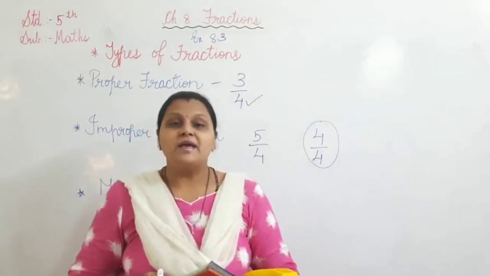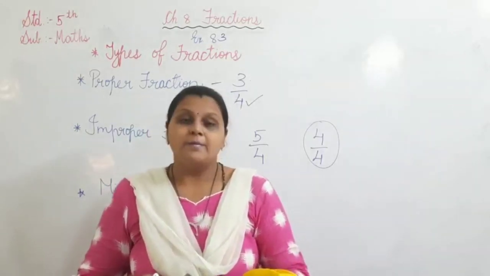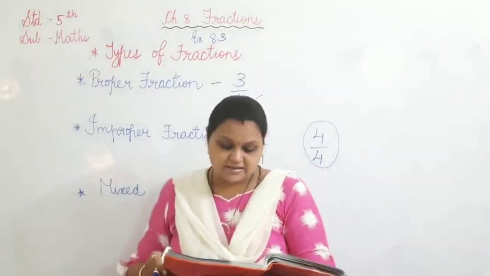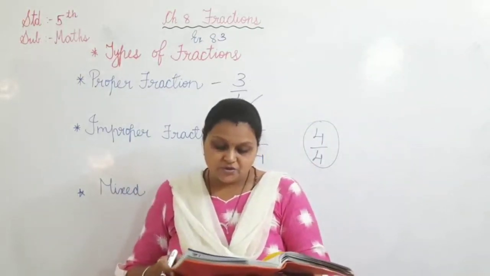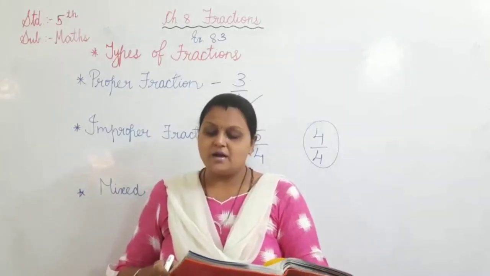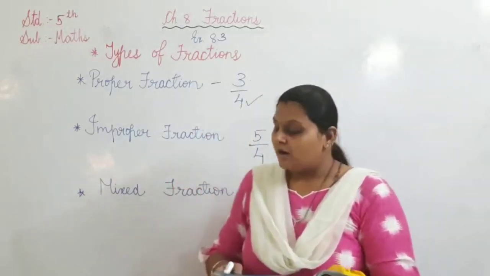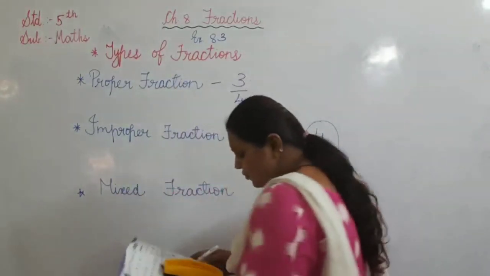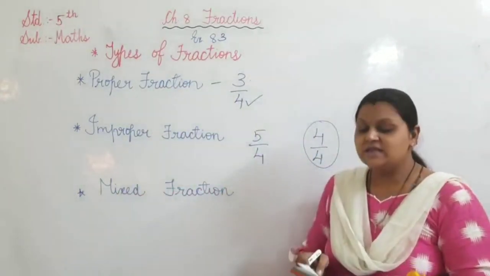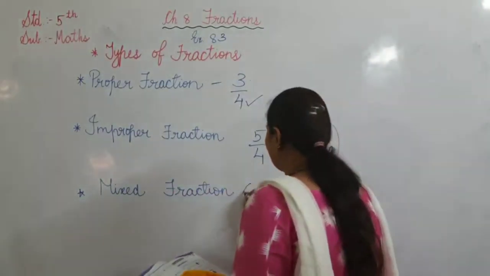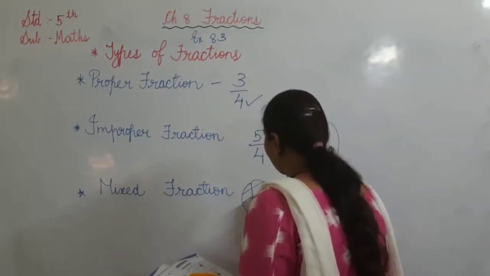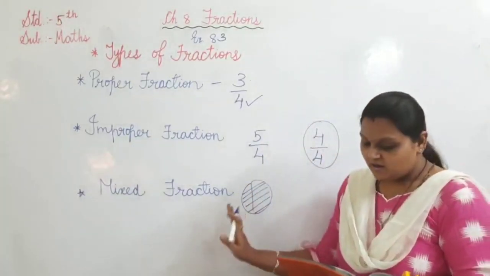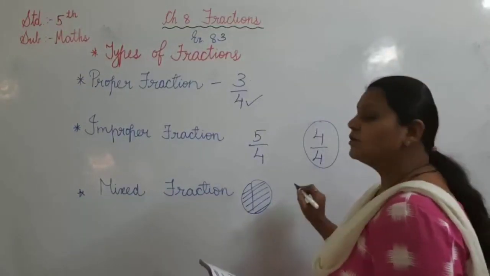Next is mixed numbers or mixed fractions. What are mixed fractions? A mixed number is composed of a natural number and a fraction. For example, suppose 2 parts out of 2 parts are colored, it means the whole circle is covered. Here 2 parts out of 2 parts are colored, then what can we say? The whole circle is colored. So this is a 2.